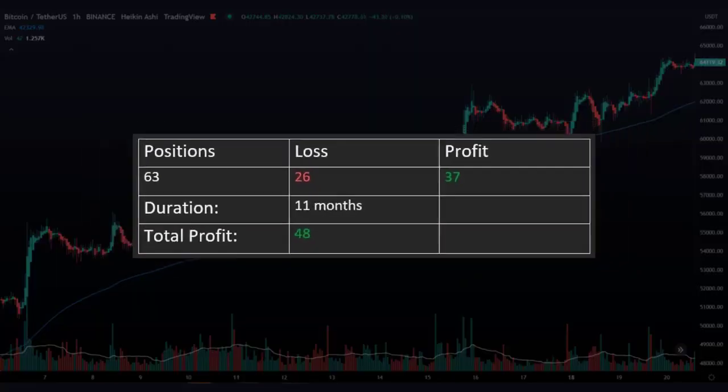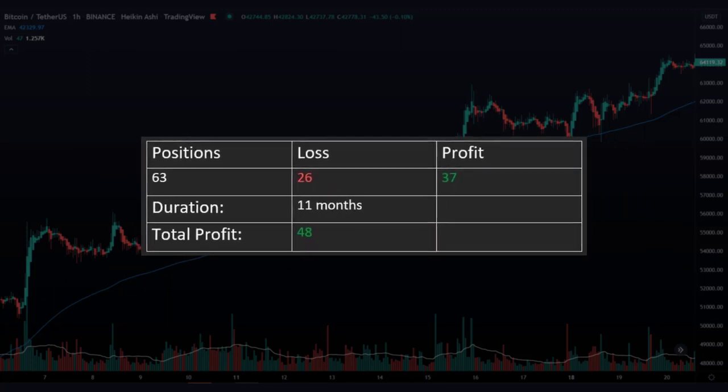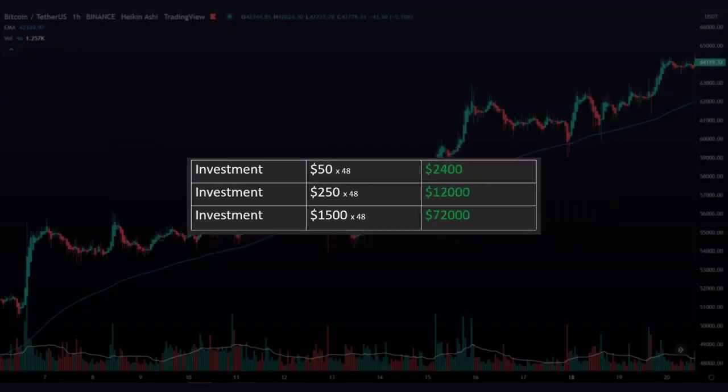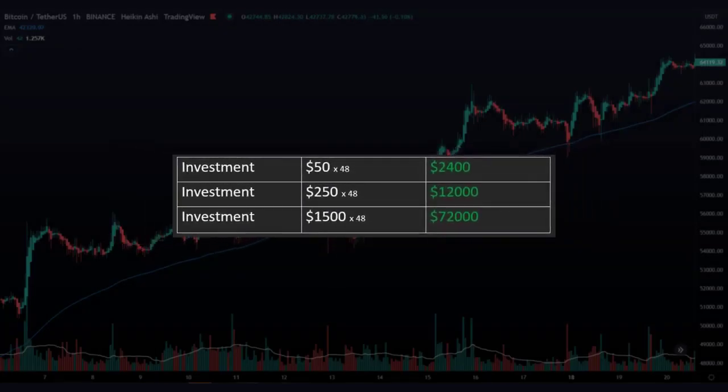In an 11-month period I opened 63 positions, of which 26 closed at a loss and 37 closed at a profit. On each profitable position, I earned back 2 times my investment, resulting in a total profit of 48 times my investment. As you can see, this is a somewhat longer time frame strategy. Excellent to perform besides your full-time job or study, since you don't have to sit in front of your computer all day long. Let's see what you could have earned with the following investments.